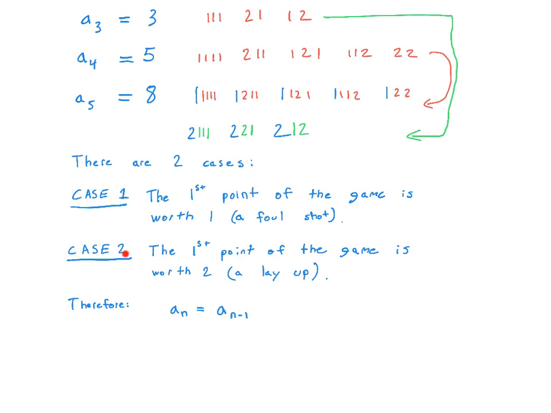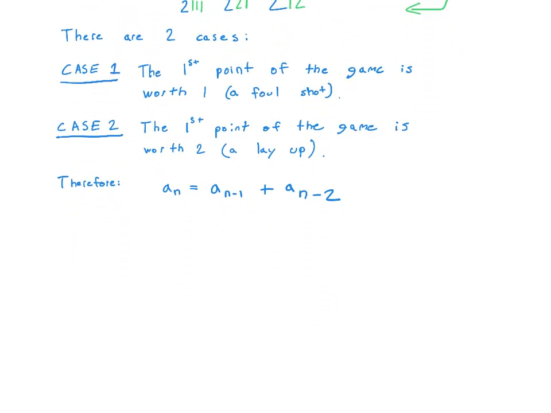But there's also case 2 to consider. So in case 2, the first point is worth 2. So when that first point is worth 2, we look back 2 steps to figure out how many different ways there are to finish off the game. So we would add the a sub 3 value of 3 to get that a sub 5 value below. And in general, we would say, okay, to get a sub n, we also need to add a sub n minus 2.